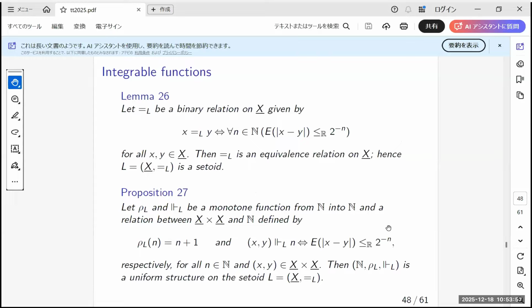And first we define equal sub L, which is an equivalence relation on X in this way.